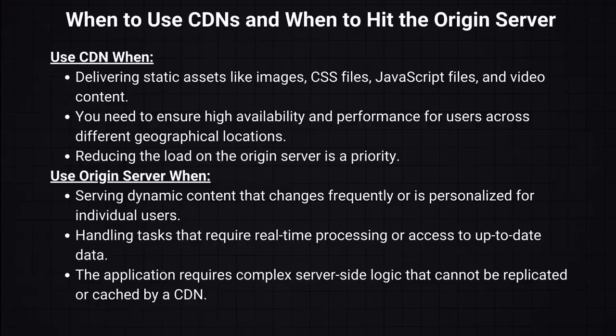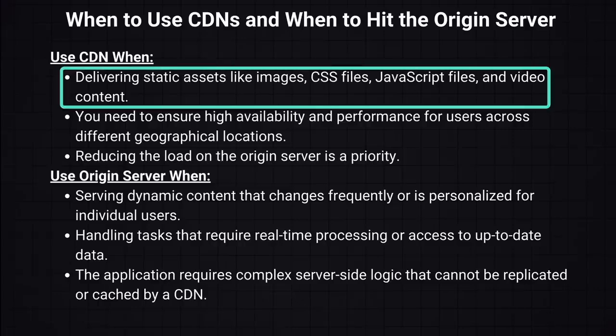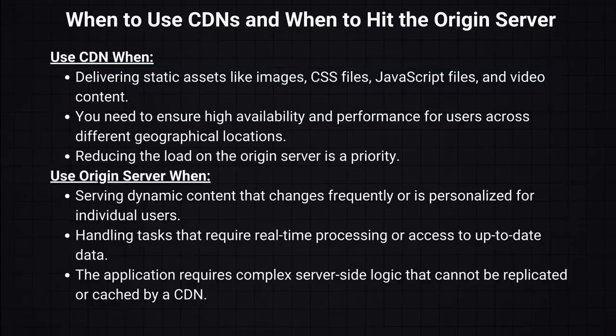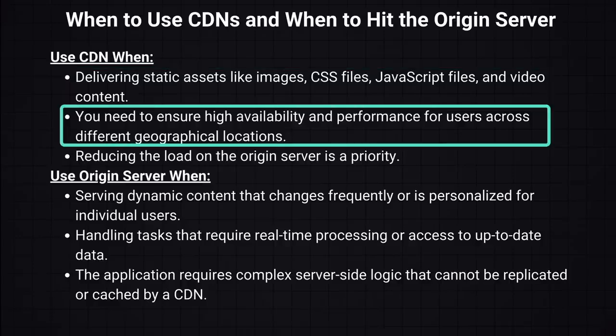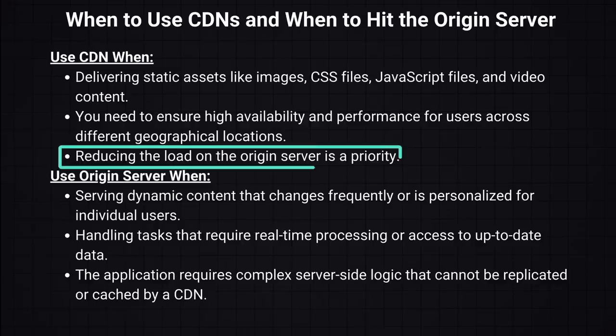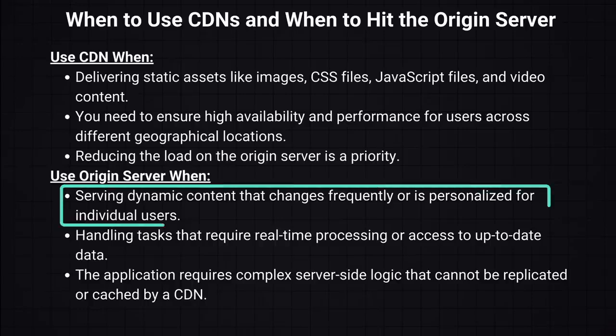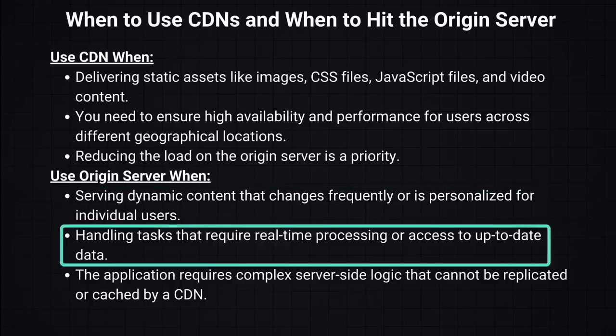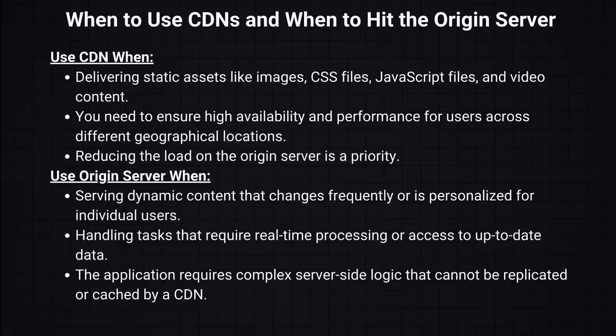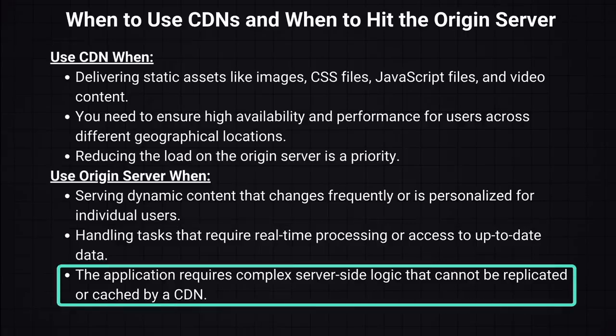CDNs are usually used for delivering static assets like images, CSS files, JavaScript bundles, or video content. And it can be useful if you need to ensure high availability and performance for users. It can also reduce the load on the origin server. But there are some instances where we still need to hit our origin server, for example when serving dynamic content that changes frequently, or handling tasks that require real-time processing, and in cases where the application requires complex server-side logic that cannot be done in the CDNs.